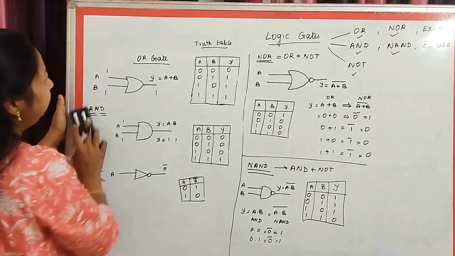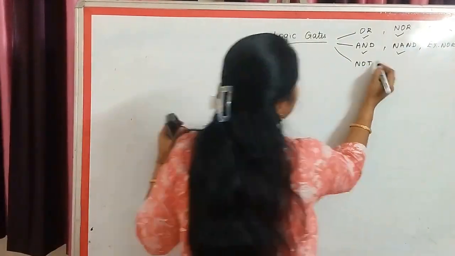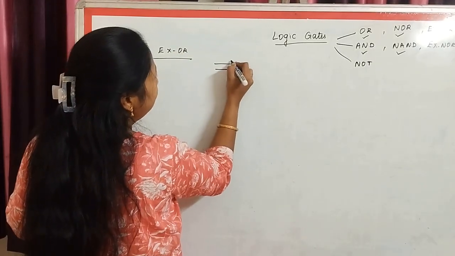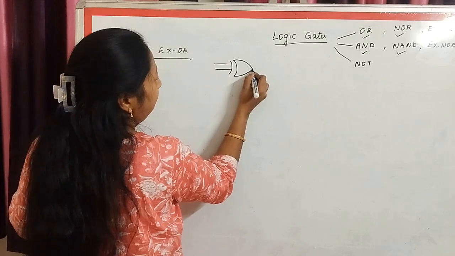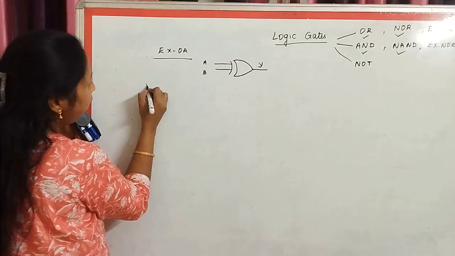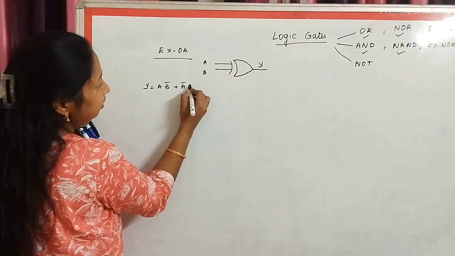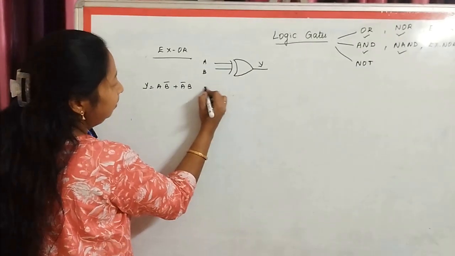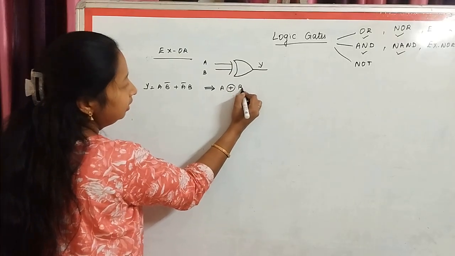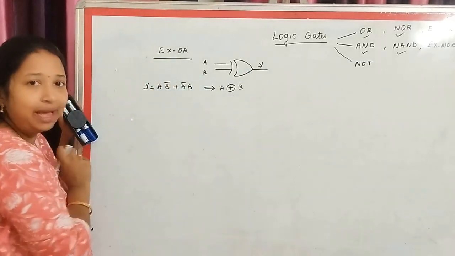Now let's see XOR gate and XNOR gate. XOR gate. XOR gate you will be representing like this. A, B and Y. Fine. And what is the expression for Y? It is A B bar plus A bar B. This can also be represented as A, then a circle with a plus, and then B. Clear? This is another notation for representing XOR gate.